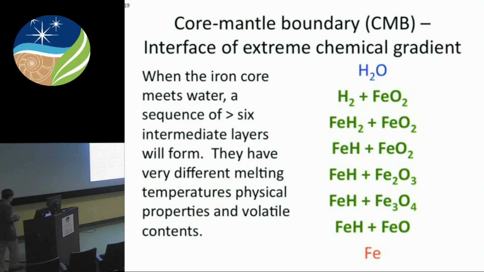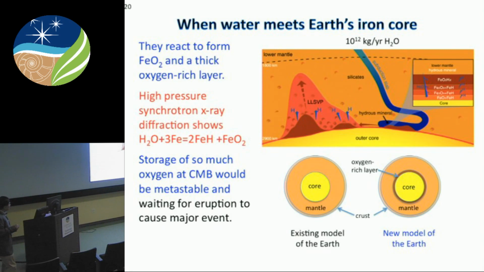But assume we have enough water. If you keep going down there and keep touching the core, you start building up this multi-layer like this. And then the reaction depends on how much water has been down there for how long, and eventually you will build up a very oxygen-rich layer at the core-mantle boundary. This could be the ultra-low velocity zone, or could be some other weird feature of D double prime and so on.